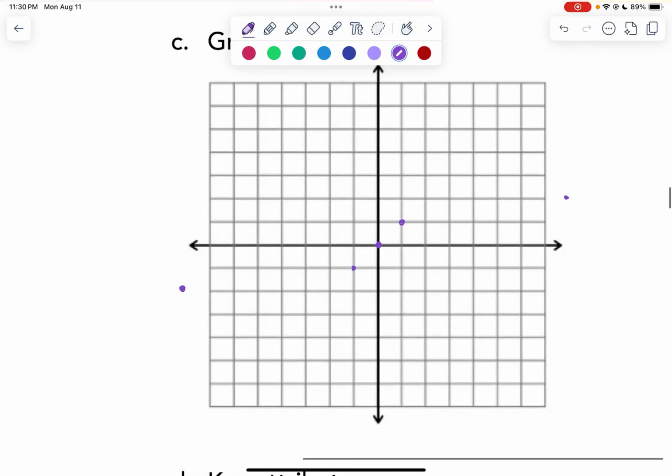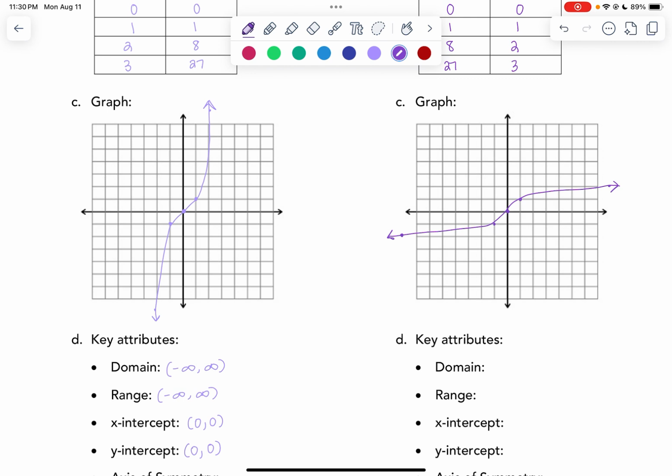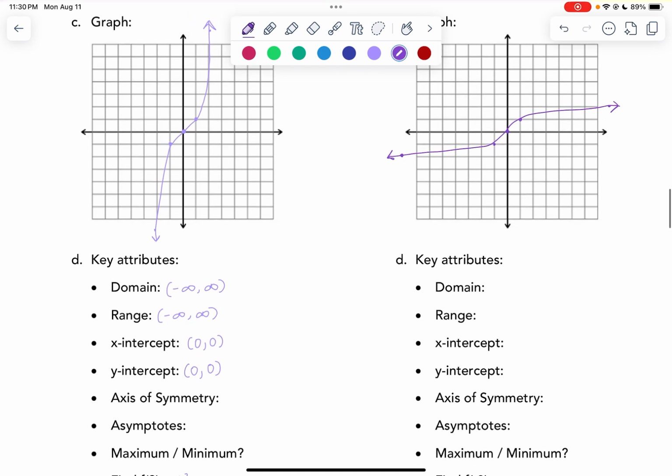And as you can see, this is still falling in the same quadrants. And our domain and range are going to be the same. But instead of going down to up, this is now going from left to right. So our domain is still the same, -infinity to infinity. Our range is still negative infinity to infinity. And as I can see from my graph, it passes the x-intercept and the y-intercept at 0 for both.